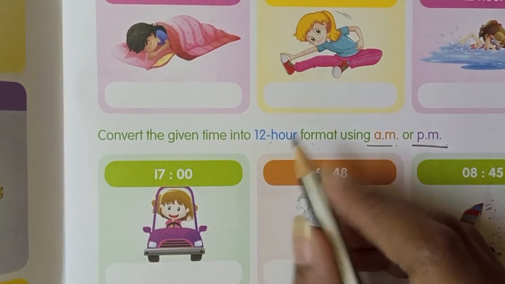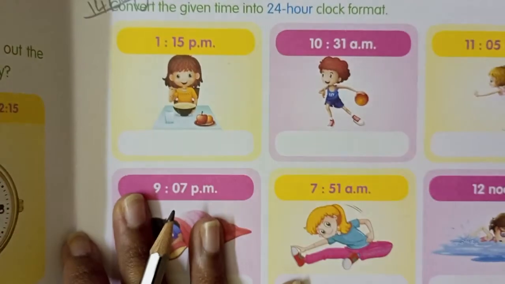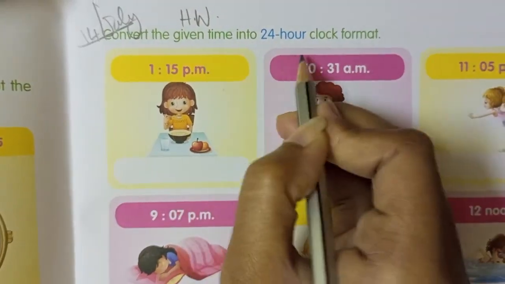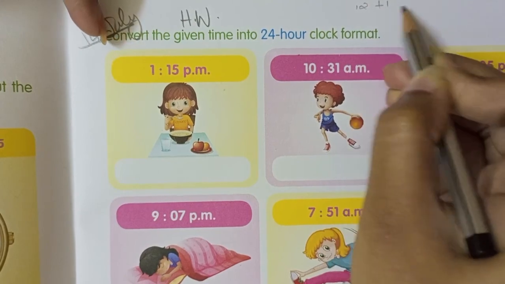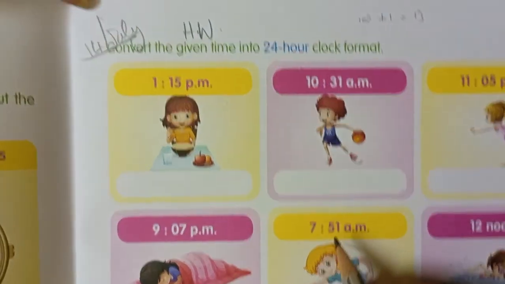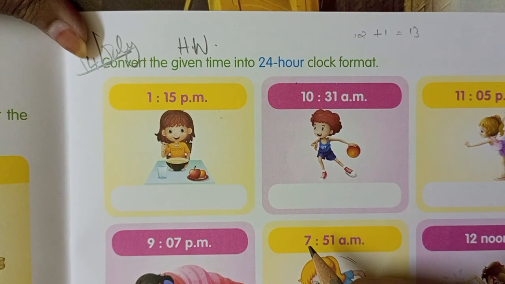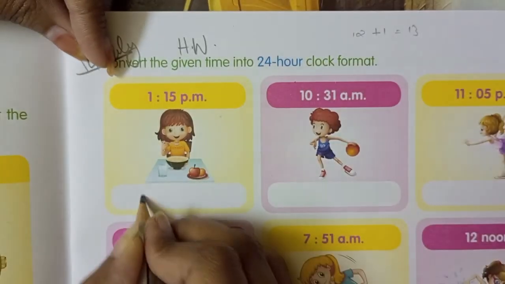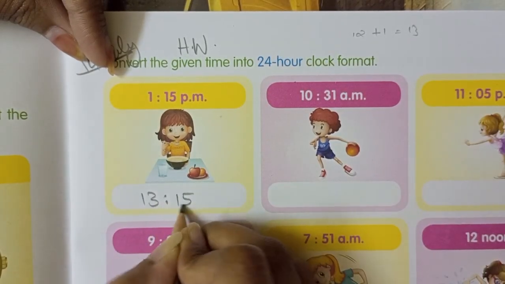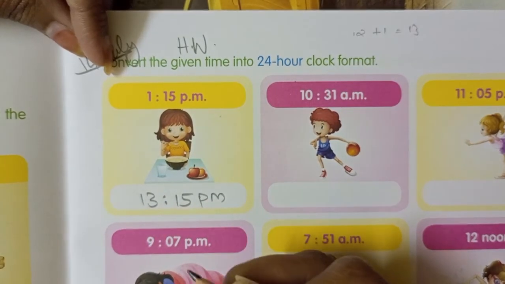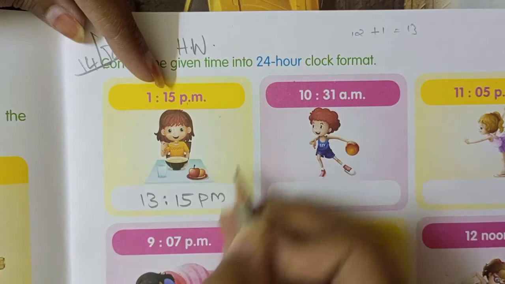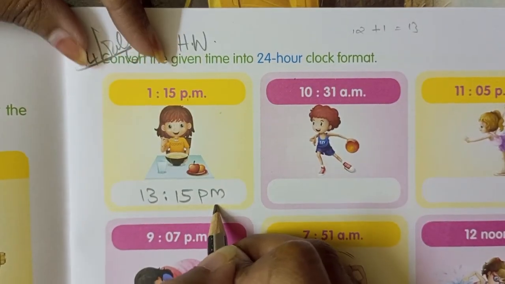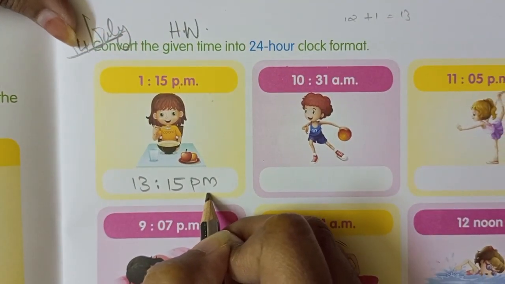I am giving one example for each. In the 24 hours pattern, after 12 we have to count 1 as 13. So here it is 13 hours 15 minutes. So it is the afternoon, so we have to write it as PM. PM means post meridian, AM means anti meridian.